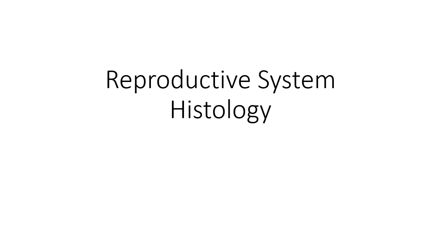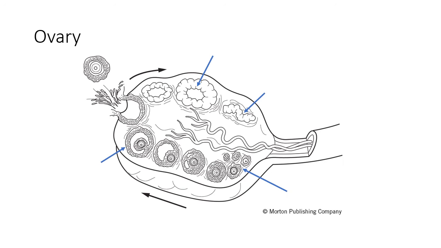Hi everyone, this is Dr. Hall, and we're going to do an introduction to the histology of the reproductive system, or the things we can see through the microscope. So I want to start first with a review of the structure of an ovary.